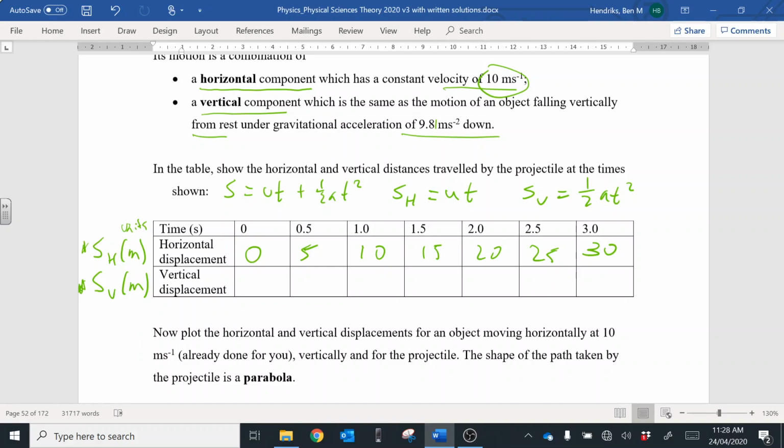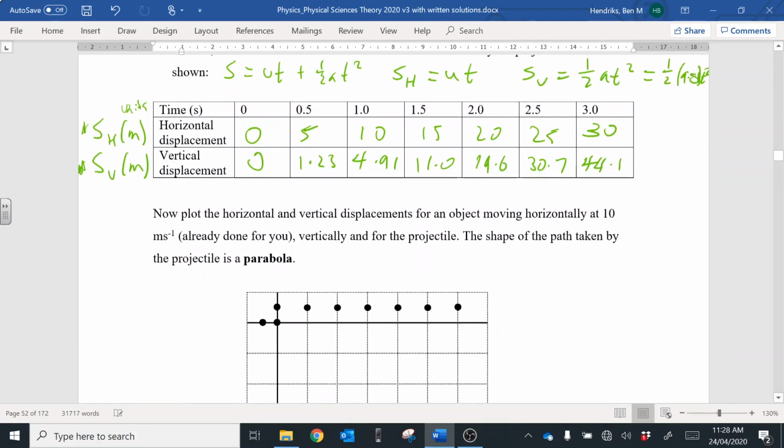Now with the vertical displacement, we substitute half times 9.81 times t squared, and when we put that into a calculator, 0 times 0 will be 0, then it'll be 1.23 meters down, and then it'll be 4.91 meters, we get 11.0 meters, 19.6 meters, 30.7 meters, and 44.1 meters.